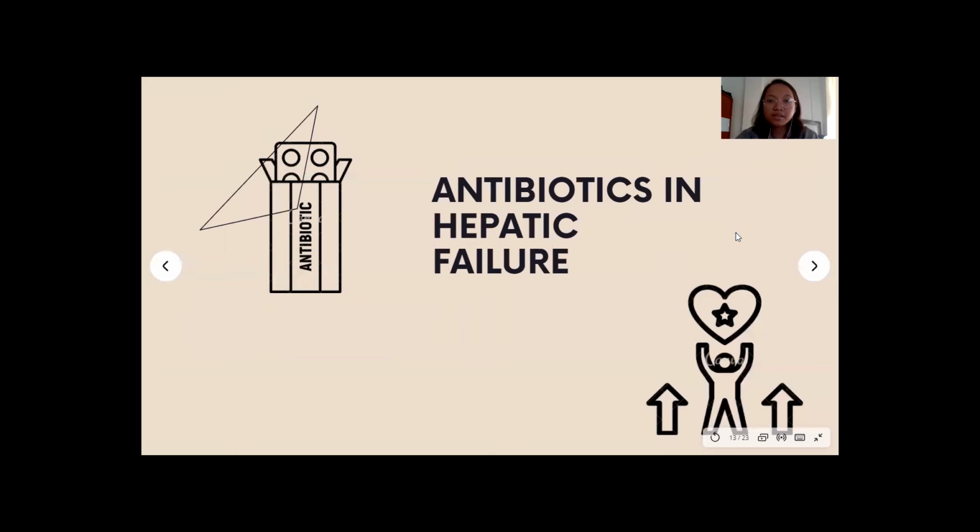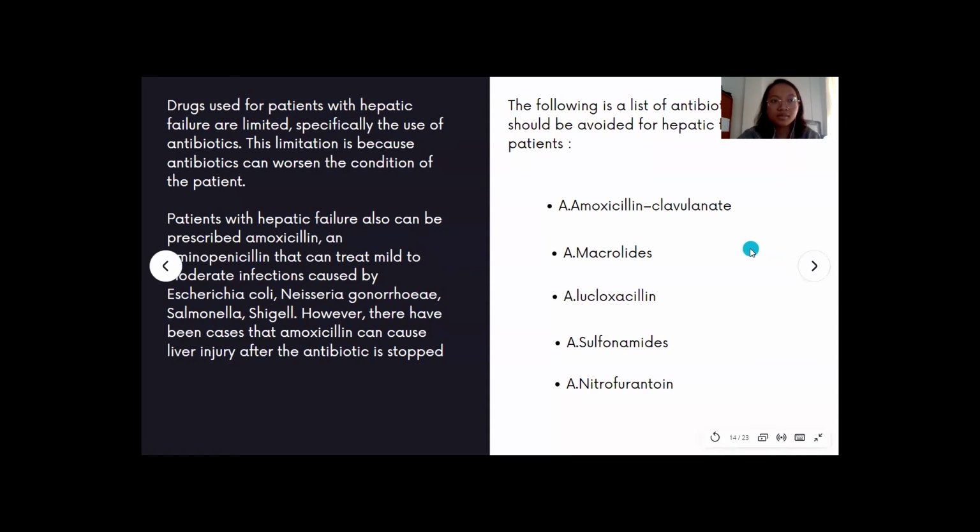Okay, so now I'll be explaining antibiotics and hepatic failure. Drugs used for patients with hepatic failure are limited, specifically antibiotics. This limitation is because antibiotics can worsen the condition of the patient. The following is a list of antibiotics that should be avoided for hepatic failure patients. First is amoxicillin clavulanate. Second is macrolides. Third is flucloxacillin. Fourth is sulfonamides. And the last is nitrofurantoin.